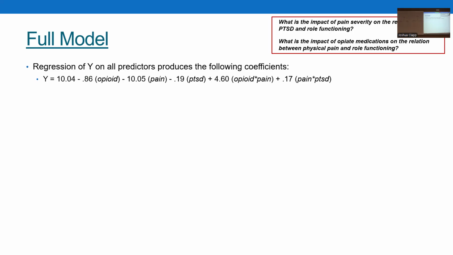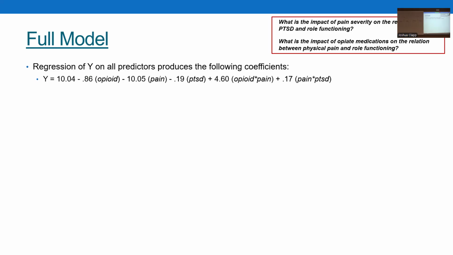Because opiate use is involved in an interaction term, it doesn't matter where I hold PTSD in this model. If I change PTSD around, is it going to change this coefficient? No. If I start changing pain, will it change that coefficient? Yeah, it will, because pain is tied to opiate use in here. Okay, and this is what will happen, and you need to be able to understand.